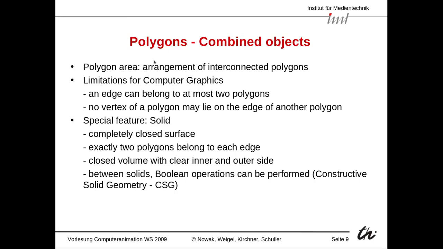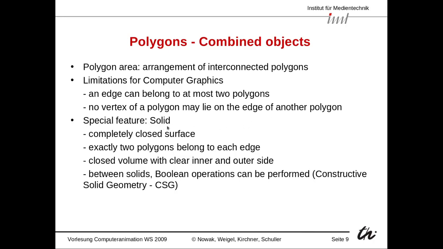So the polygon area is an arrangement of interconnected polygons, and we have limitations for computer graphics: an edge can belong to at most 2 polygons. Right? No vertex of a polygon may lie on the edge of another polygon. So again, this simplifies matters for the representation.